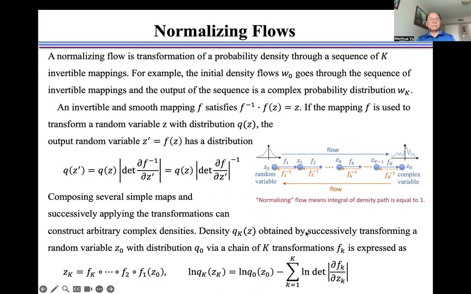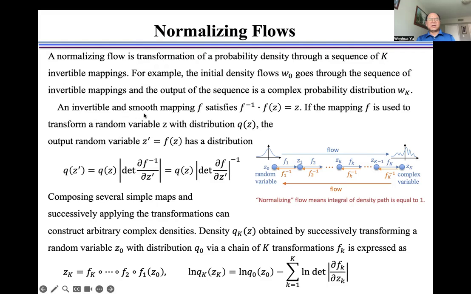to reconstruct the observations x prime during training time. A normalizing flow is a transformation of a probability density through a sequence of K invertible mappings. For example, the initial density z0 goes through the sequence of invertible mappings, and the output of the sequence is a complex probability distribution z_K as shown here.